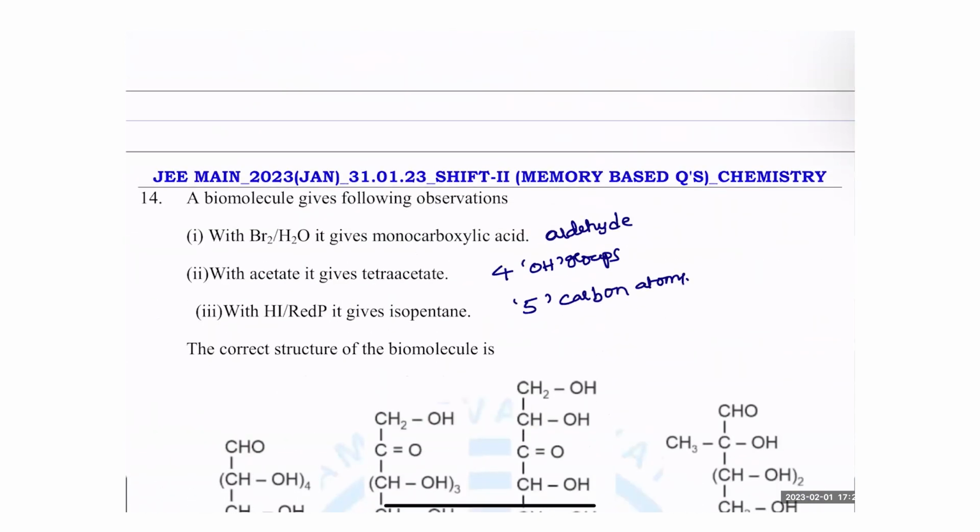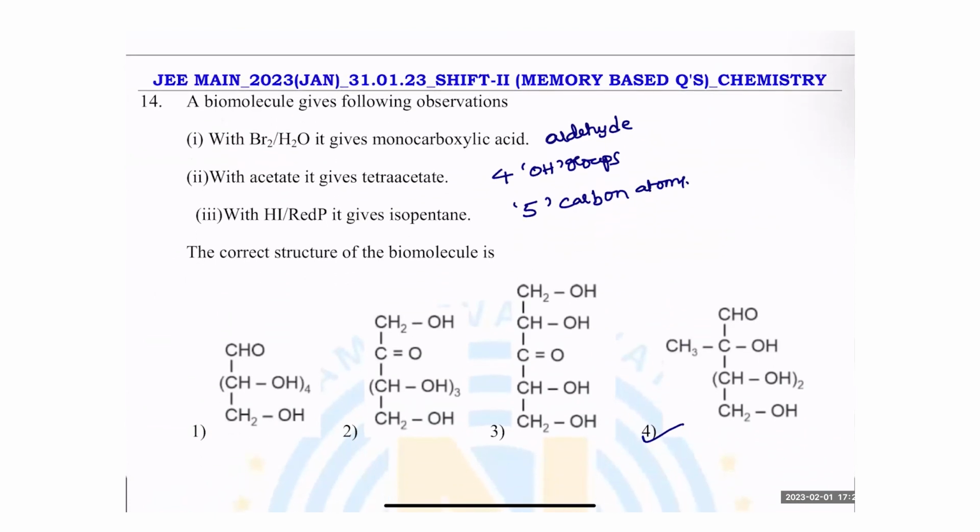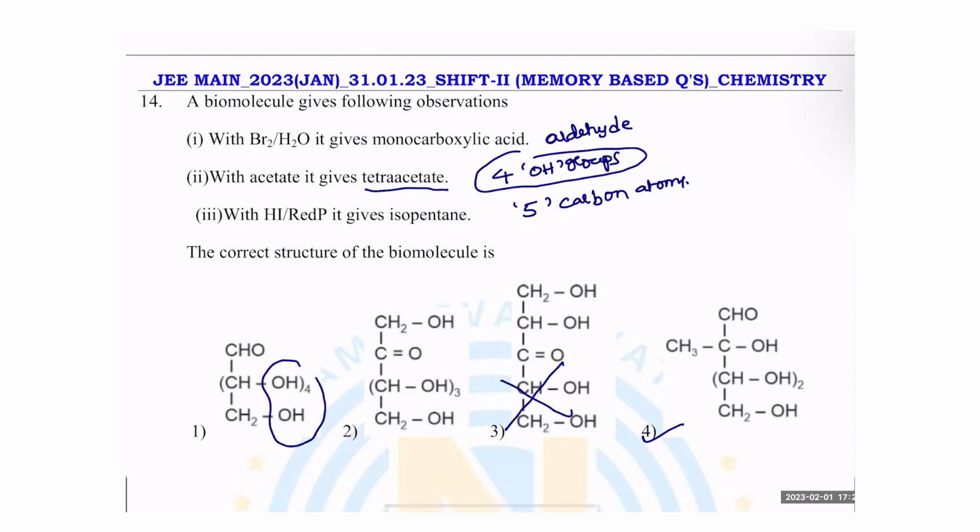And the next one, a biomolecule gives the following observations. With bromine water, it gives a monocarboxylic acid, meaning there must be an aldehyde, because ketones cannot be oxidized. So immediately option 3 is ruled out. With acetate, it gives a tetraacetate. Tetraacetate means there must be 4 hydroxy groups. But in the first option, there are 4 and 1, 5 hydroxy groups, so it is ruled out.